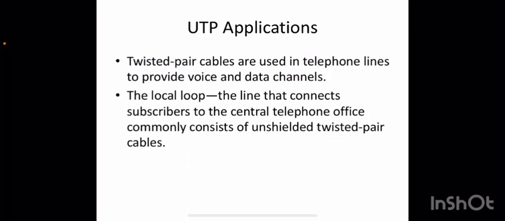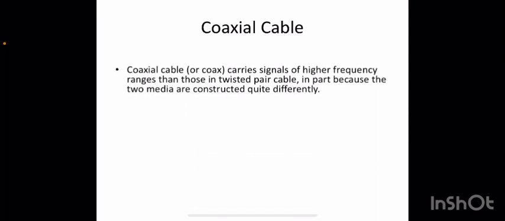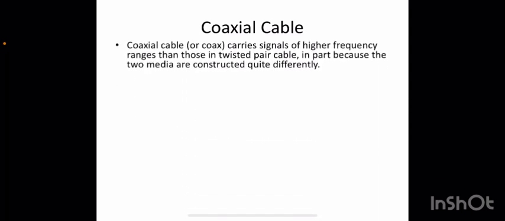And in case of local loop, that is the line which connects a subscriber home, a telephone subscriber, to a corresponding central telephone office, to that also we are using these UTP cables. Next type of guided media is coaxial cable. Coaxial cable carries signals of high frequency ranges, so more bandwidth can be occupied in coaxial cable than in twisted pair cable.